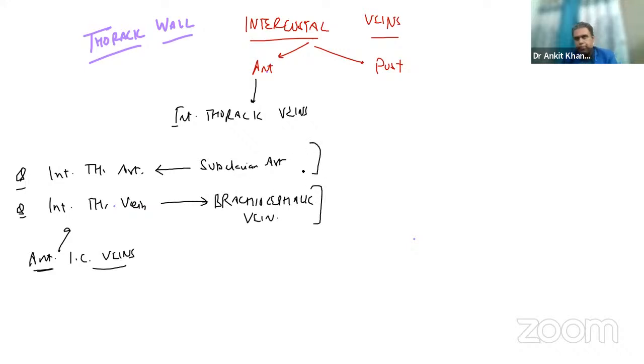Now here comes the posterior. In the posterior, what do we have? Posterior intercostal veins, very good. So posteriorly, the main artery that was supplying, sir, was the thoracic aorta. So which vein will be there? Which vein? There is no comparable vein of the same size as the aorta near the thoracic aorta per se. Sir, how, sir? Let me try to explain in a bigger picture.